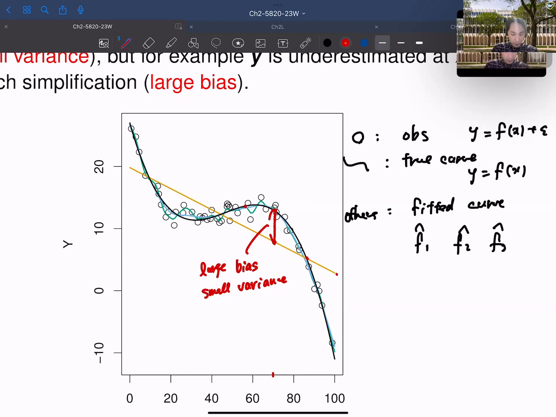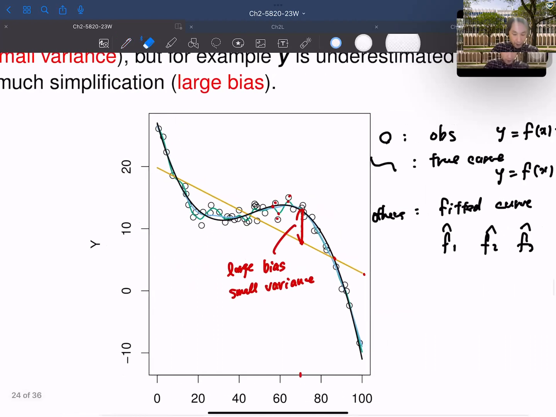The green one is the curve fitted by a polynomial of degree 10 or 20. So it is a very complicated curve, and it's affected by each of the observations. So the bias is small. It basically adjusts to many values of x pretty flexibly. But this is unstable.